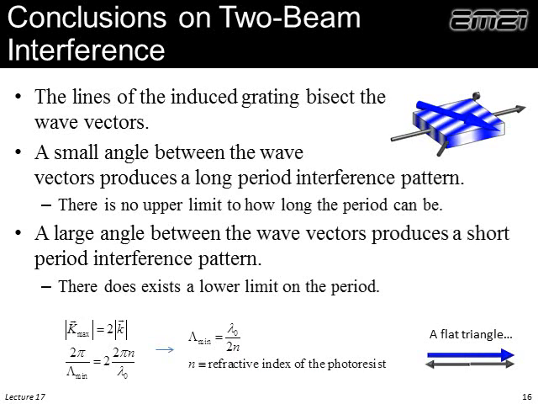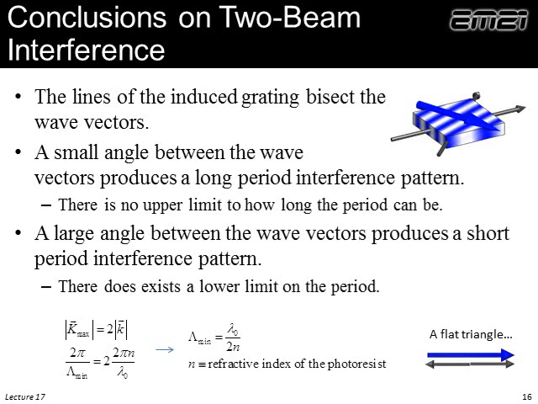Now, if there's a small angle between the wave vectors, we have a small grating vector, and we're talking about a very long period grating. Likewise, if there's a large angle, we have a large grating vector, and we have a much shorter period grating in the end. So, what is the shortest possible period that two beams can produce? Well, it happens when those two beams are in opposite directions, and we get a very large grating vector. So when that's the case, we get the shortest possible period.